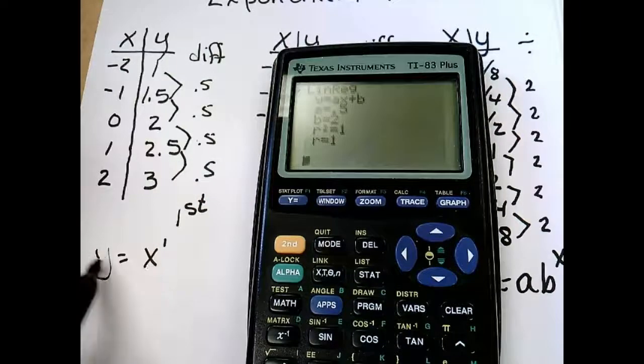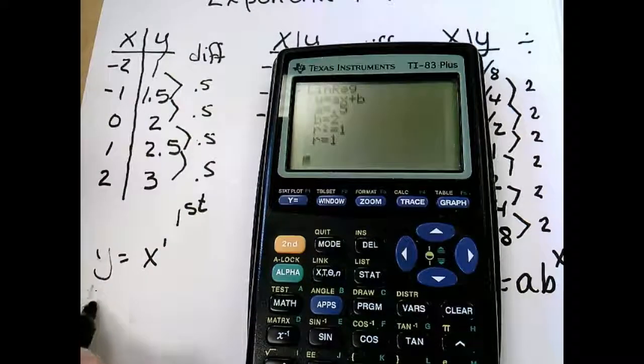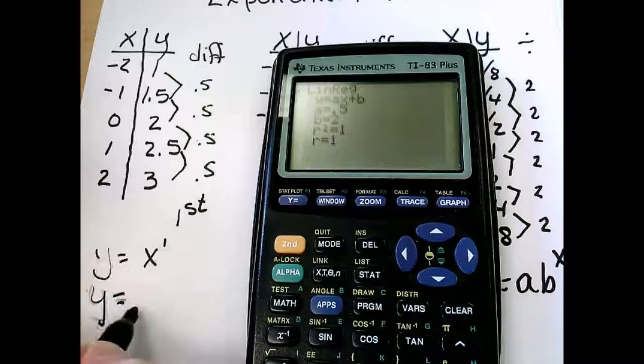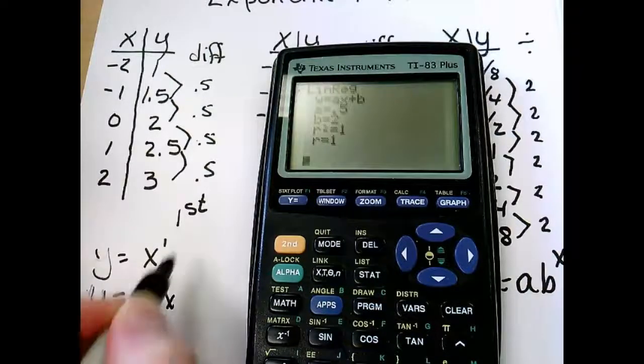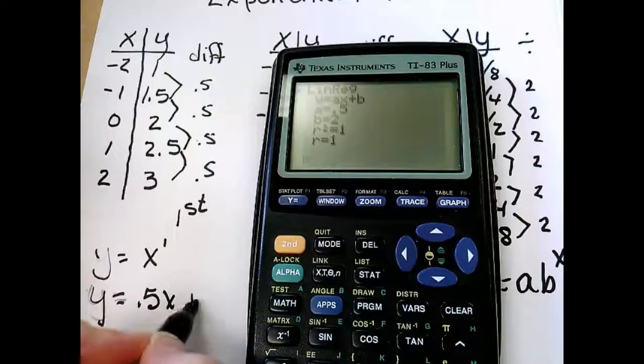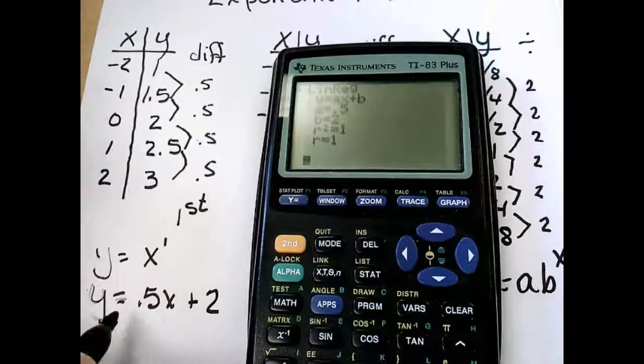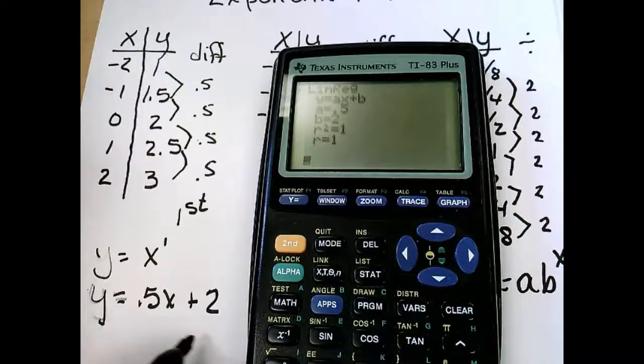I already knew it was going to be a y equals x. So now I write the equation. Y equals, my a is 0.5, and my b is 2. So I have the equation y equals 0.5x plus 2.